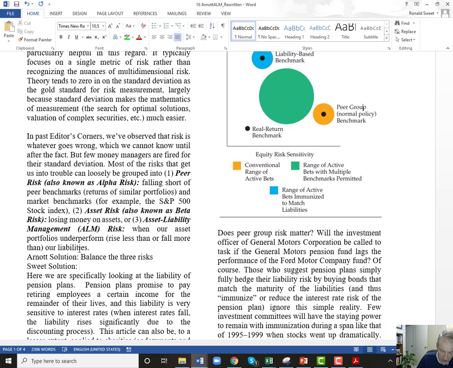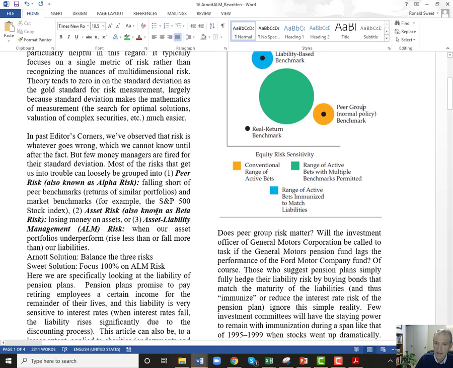My solution is 100% ALM risk. Focus on the biggest risk. And how do I do that? Well, you say, isn't peer risk there? Well, no, we essentially just eliminated peer risk. And I'll talk about how we did that later.